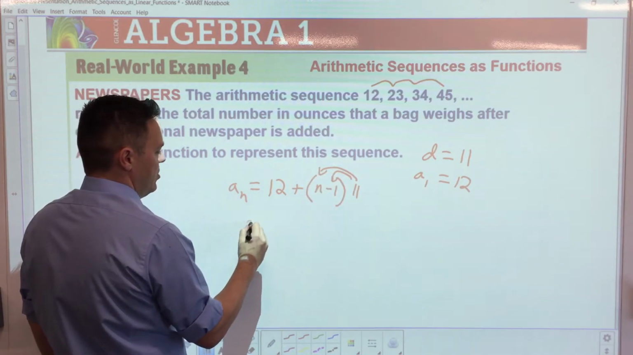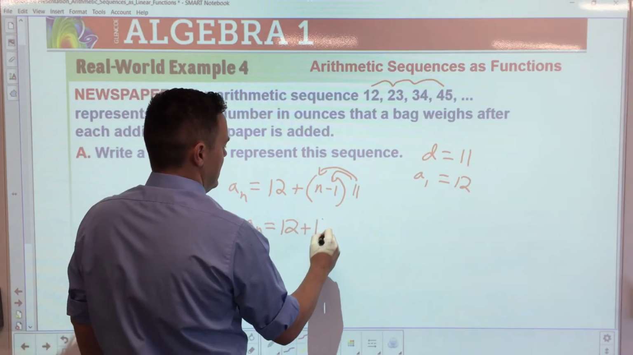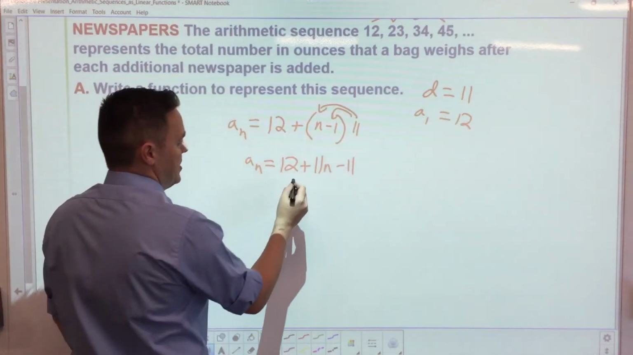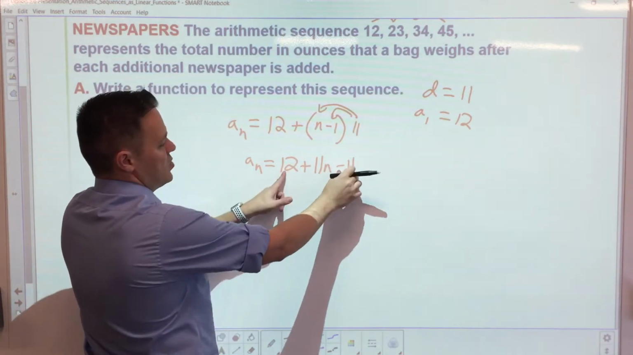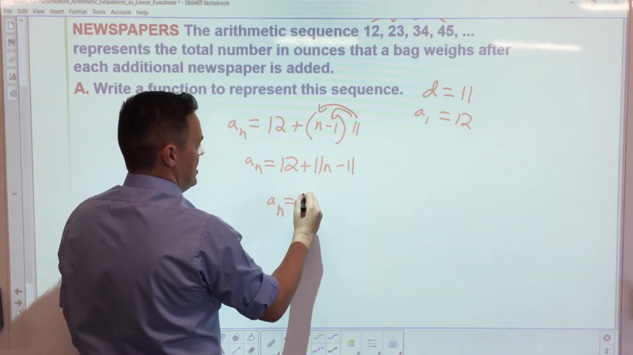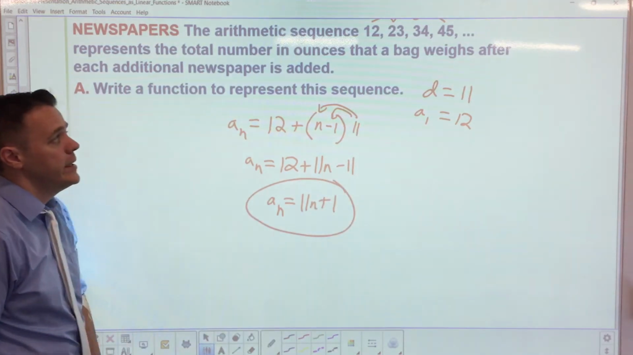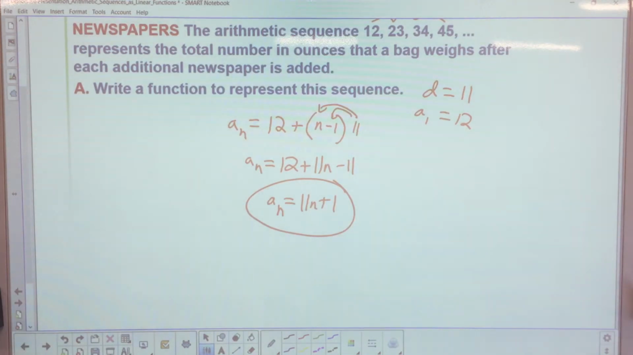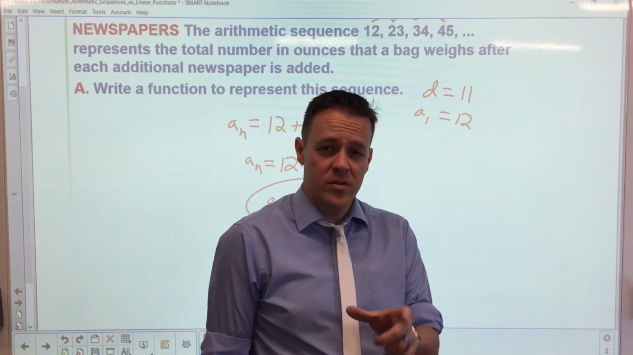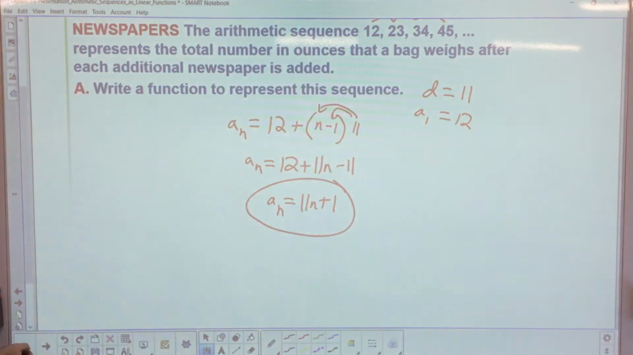Okay, when you distribute, you get a sub n equals 12 plus 11n minus 11. And then the last piece of the puzzle will be to combine like terms: 12 minus 11. So my equation is 11n plus 1. That's your function. Do I want you to do anything else at this point? No, I know there's a letter b to it, but I'm not really concerned with that right now. And so that is your answer.